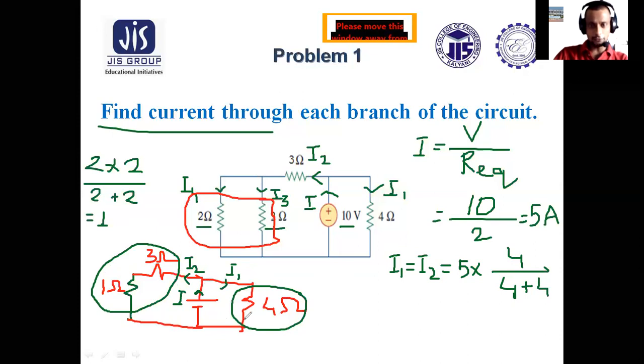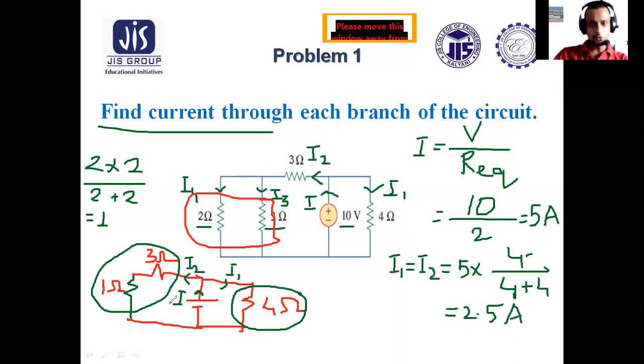So I1 is flowing through 4, I2 is also flowing through 4. So whenever you are finding I1, as per current divider rule, I1 equals total current I, that is 5 ampere, into, I1 is flowing through this 4, so which one is the opposite resistance? 3 plus 1, 4. 4 is the opposite resistance, which will be placed here, divided by 4 plus 4. So I1 equals 2.5 ampere.